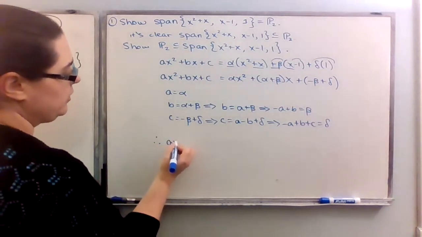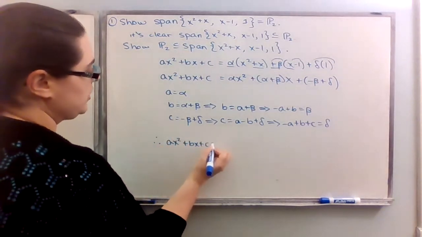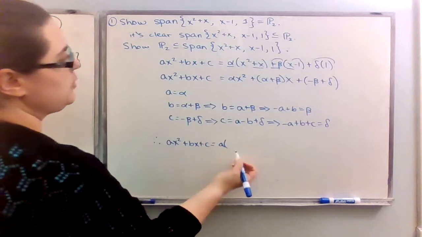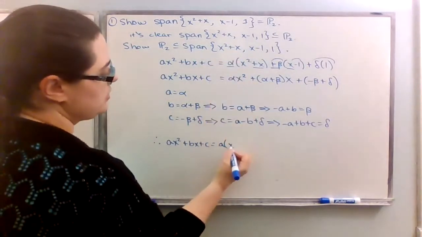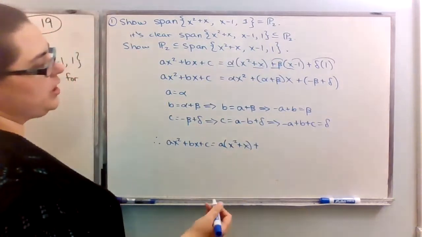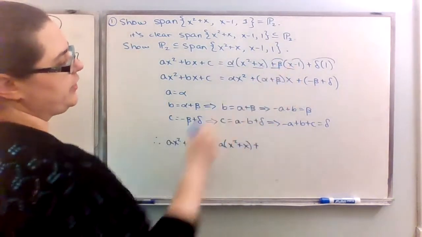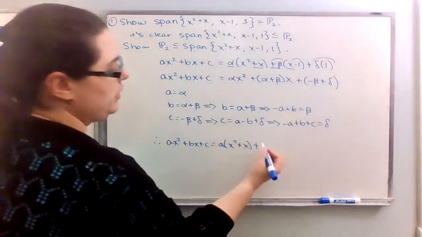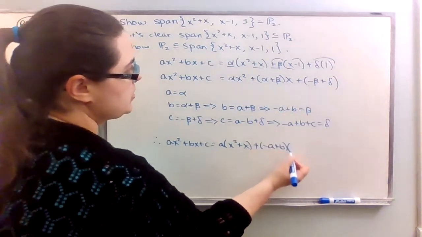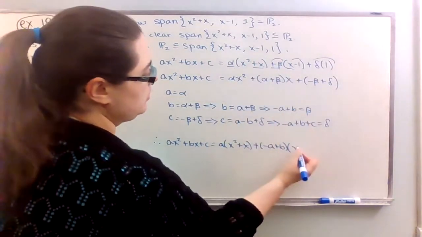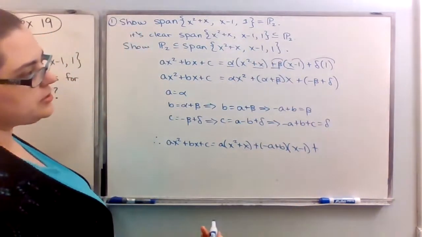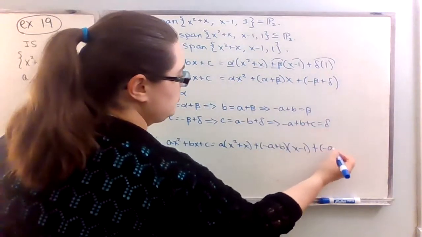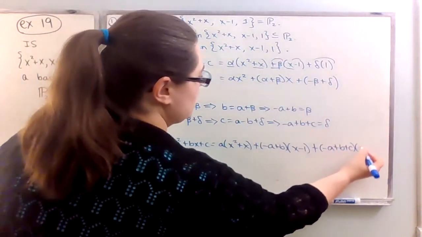So I've got ax squared plus bx plus c is going to equal alpha, which is just a, times this first vector, x squared plus x, plus, then we had beta times the second vector. So beta is negative a plus b, times our second vector, x minus 1, plus delta times 1, but delta is negative a plus b plus c, times 1.